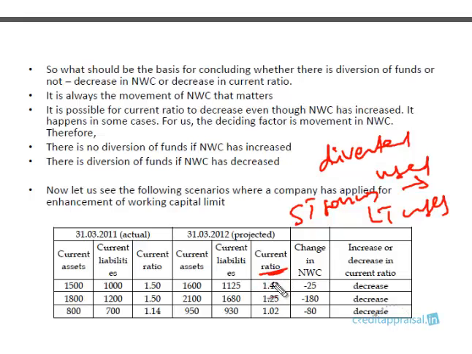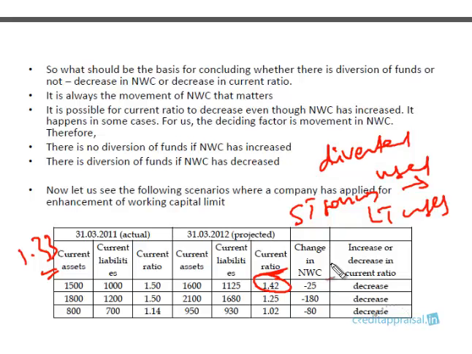You see here, even though the company has used the short-term sources for long-term uses, in spite of that, the current ratio is still healthy at 1.42. And we spoke of for large companies, the minimum current ratio should be 1.33. Right? So diversion is not an appropriate term here.